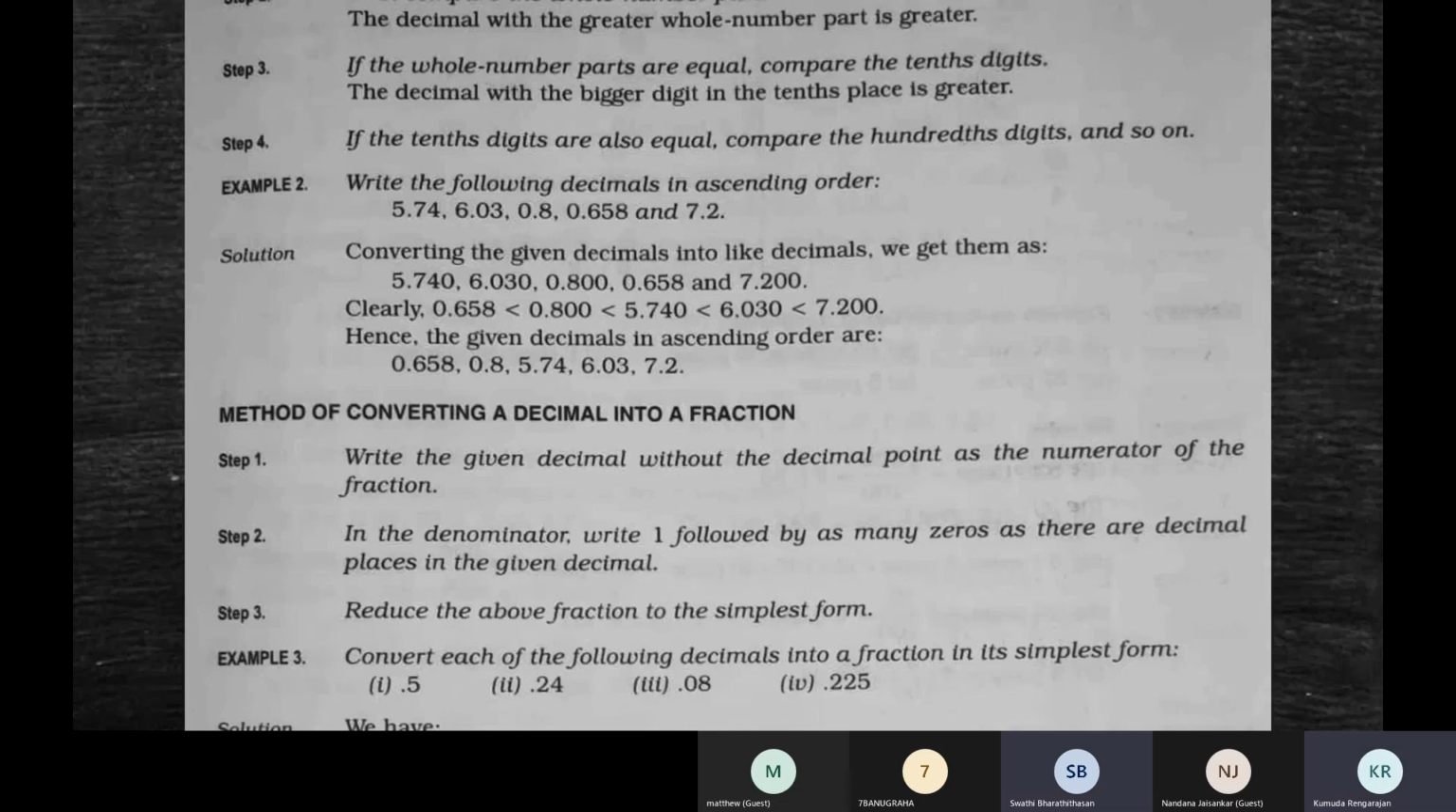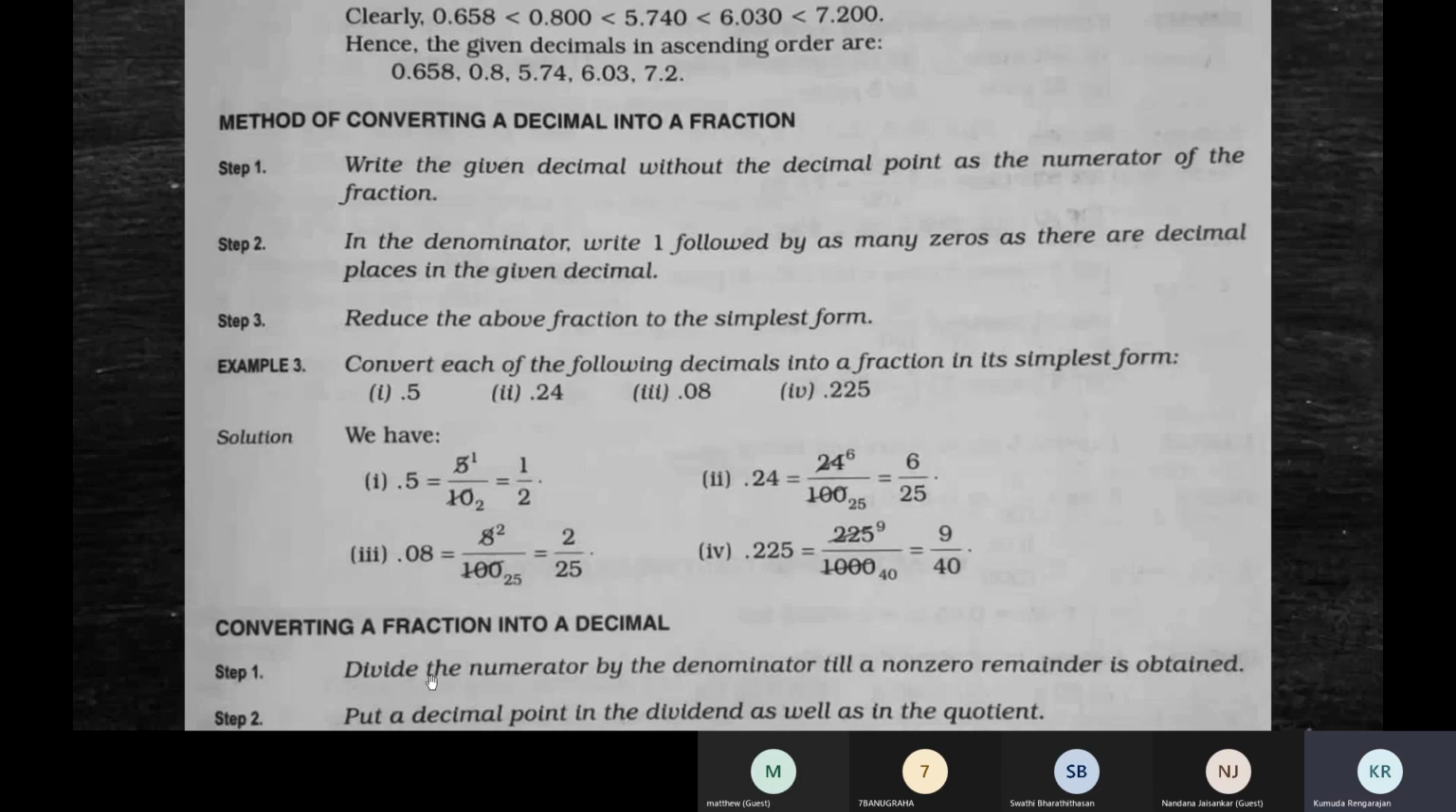Ma'am, 225 by 1000. The numerator will be, take away the decimal point. Just cover the decimal point. What do you see? 225. That is the numerator. The denominator will be 10, 100, 1000, 10,000, a number like this. You should write 1 in the denominator and as many zeros as the number of digits after the decimal point. So here after the decimal point, 3 digits. So 3 zeros. That means 1000.